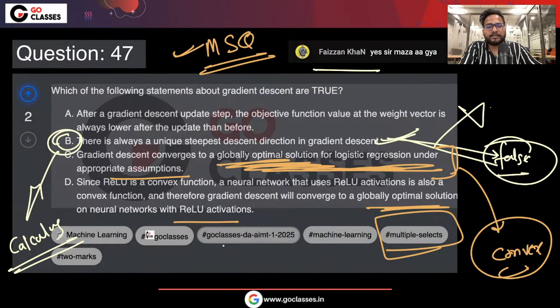Let me know if that is a little bit understood or not. The final function could be very complex. This is what I'm saying. So what is the final answer of this question? The answer is just C. Even though it was a multiple select question, only C is the answer.